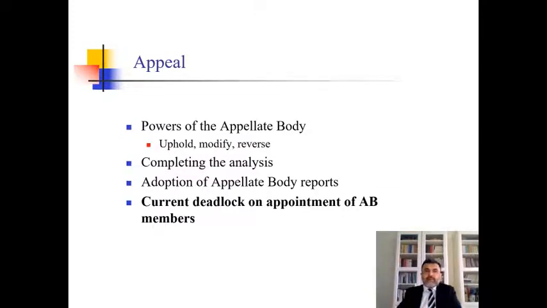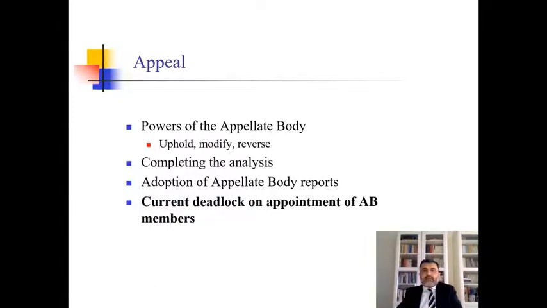Now, the powers of the appellate body: it can either uphold, right, approve a panel report, or modify it, make some changes, or reverse, right, disagree completely with the panel's findings. In some cases, the appellate body may also complete the analysis of the panel if certain conditions are met. When the appellate body reverses the panel's findings, it may or may not complete the analysis, depending on the factual findings made by the panel.